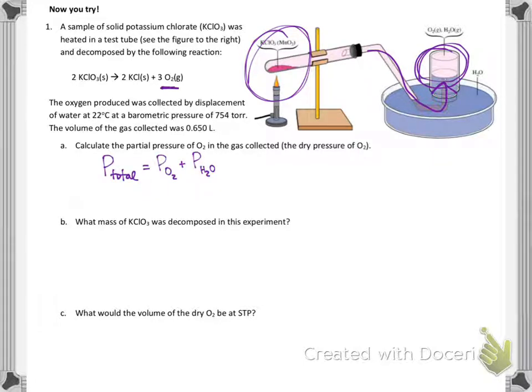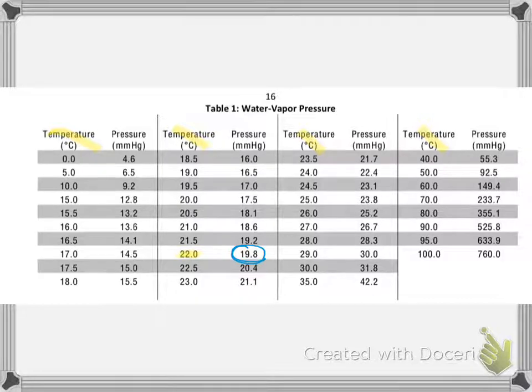Okay, first you're recognizing that the total pressure that's measured, in this case our barometric pressure, is going to be a combination of the partial pressures of oxygen and water. So all we need to do is subtract the partial pressure of water from the total to get the partial pressure of oxygen. Now, of course, they didn't actually give you the partial pressure of water, so that's why we have that convenient table. Since this experiment was conducted at 22 degrees Celsius, the partial pressure of water is 19.8 mmHg, or torr.